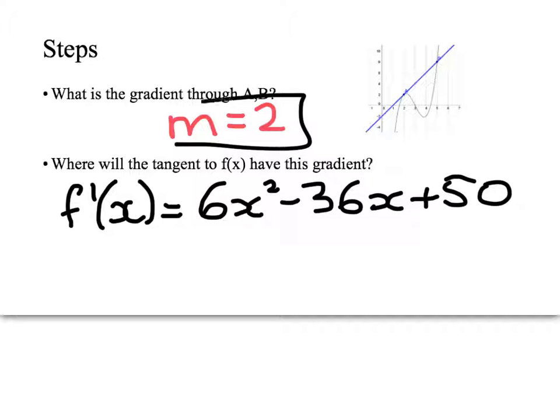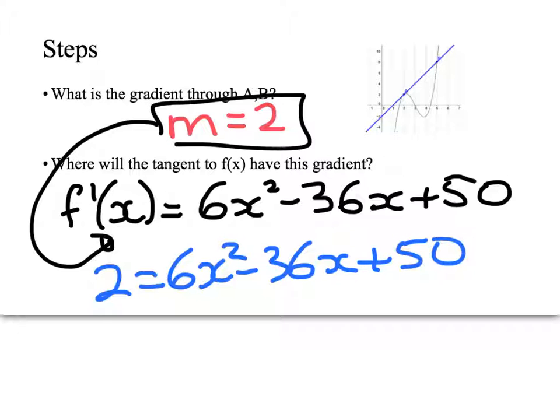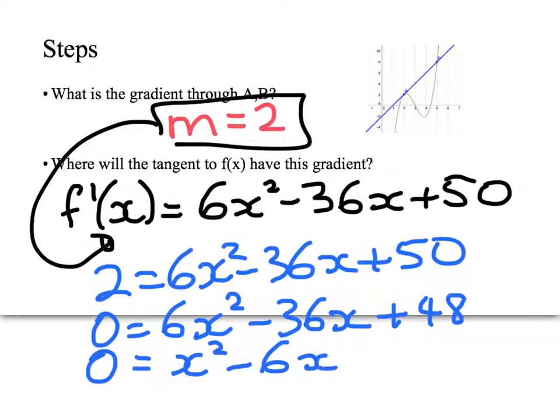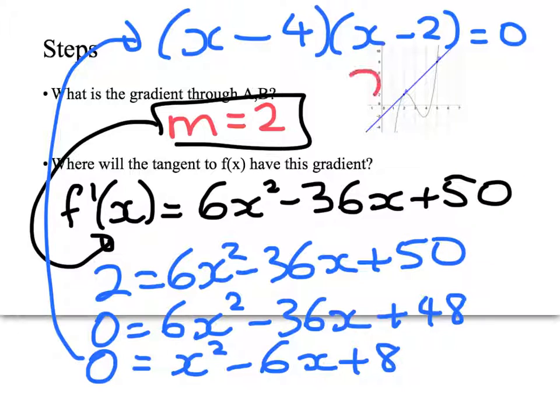Now we want to work out where will this gradient equal 2. So we're going to solve 2 equals 6x squared minus 36x plus 50. Don't reach for your graphics calculators, because this is a really easy quadratic. So it's going to be that. Divide through the common factor of 6, and we get x squared minus 6x plus 8. So I can factorise that, and I'll get (x minus 4)(x minus 2) equals 0. So I have two solutions, x equals 2 and x equals 4.